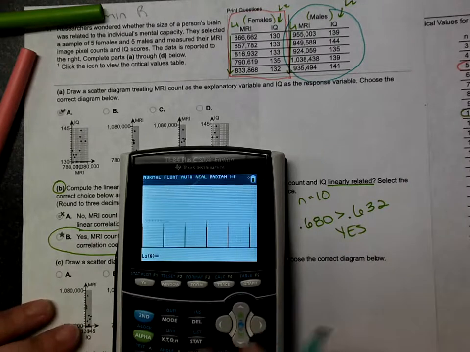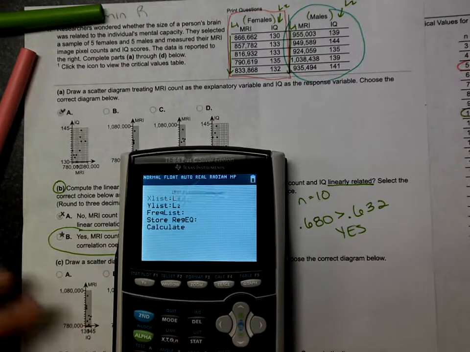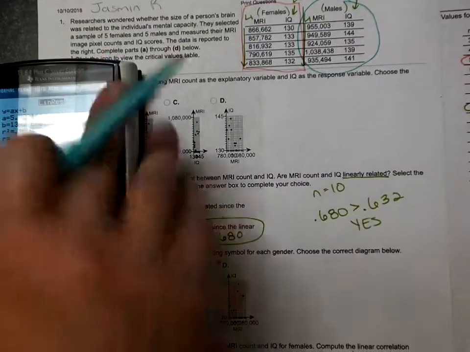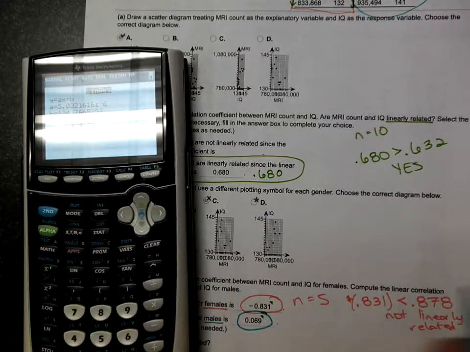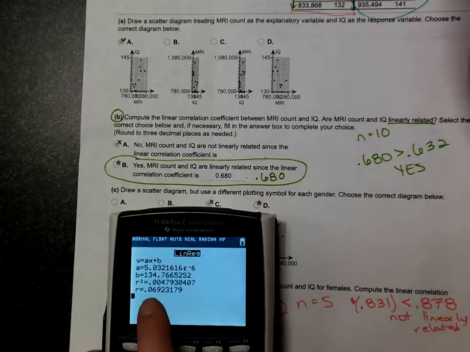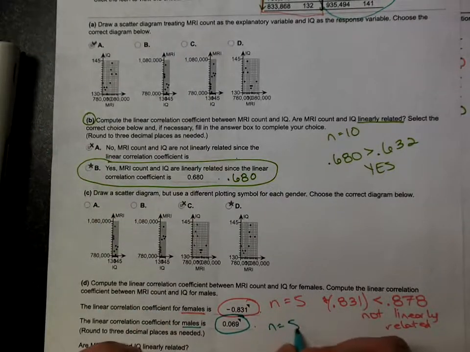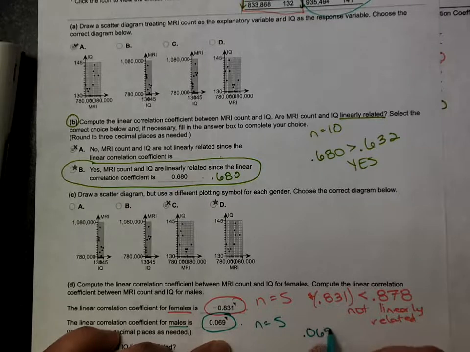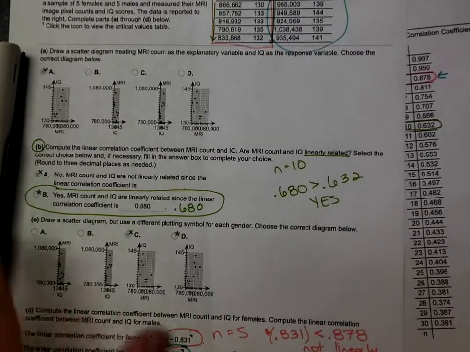Then we're going to do stat calc 4 again. Down to calculate. The male correlation coefficient is where we got that 0.069 from. So if you just look at the males, they have a pretty crummy correlation coefficient. If I compare that number to, again, that n equals 5 number, 0.069 is much less than 0.878. So it's that same n equals 5 number from the chart.